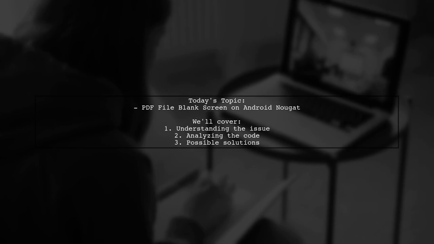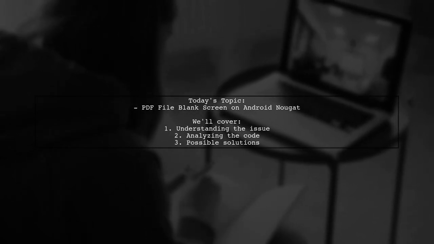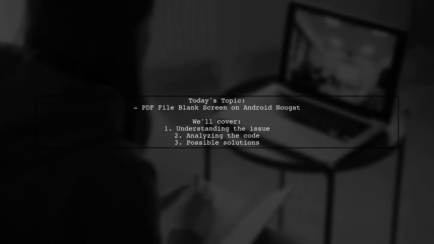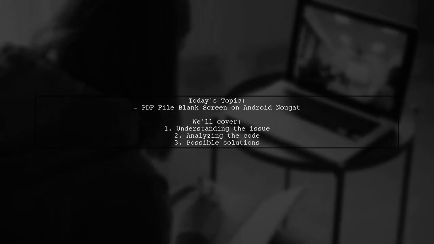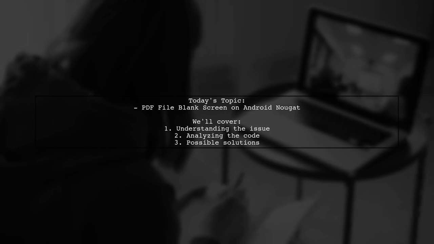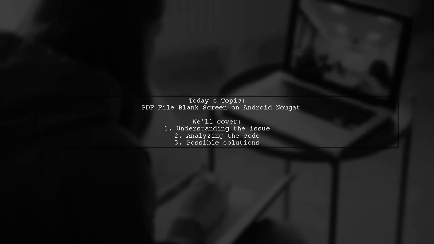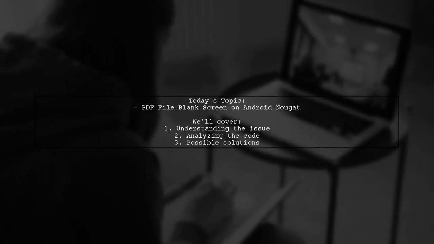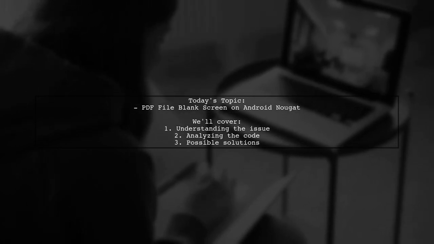Today we're addressing a puzzling issue that many developers encounter. Our viewer is facing a challenge with a PDF file that opens perfectly on most devices, but shows a blank screen on Android Nougat. Let's dive into the details of this problem and explore potential solutions together.